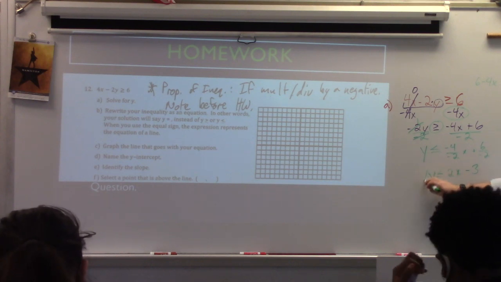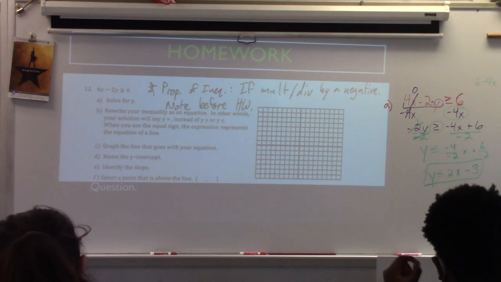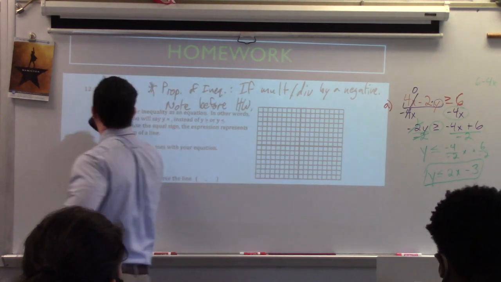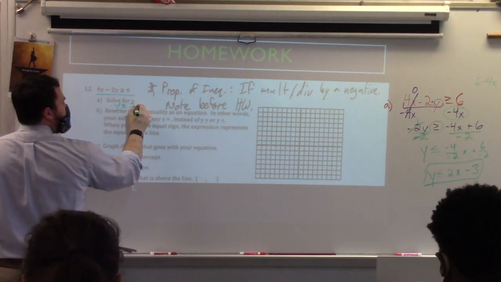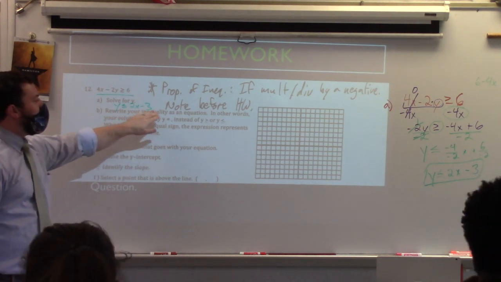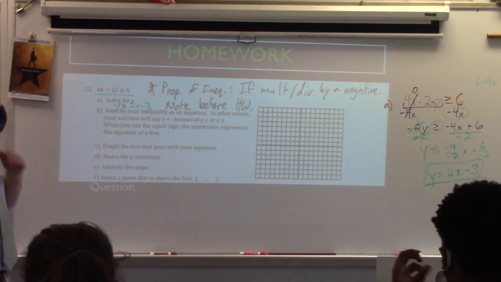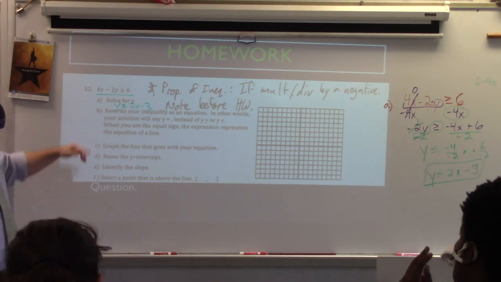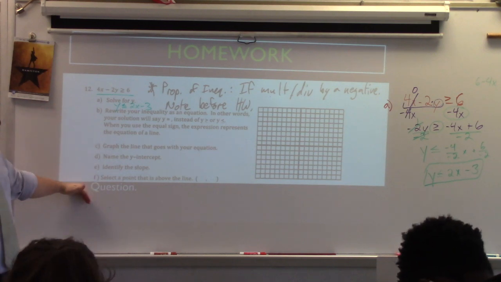It's magic. Ask the question. What's your question, Desiree? Oh, because you put the equal sign. Oh, yeah, I just messed up. So notice with part A, y is less than or equal to 2x minus 3. But I will point out, Desiree, this is where it says rewrite your inequality as an equation. In other words, your solution will say y equals, instead of y is greater than or equal to or y is less than or equal to. So notice it's literally stepping you through everything to do here.